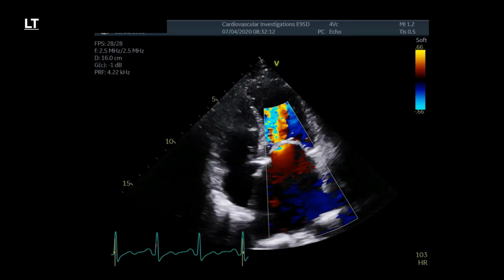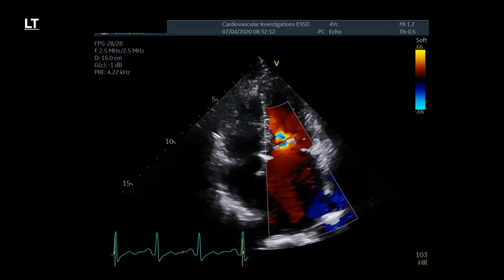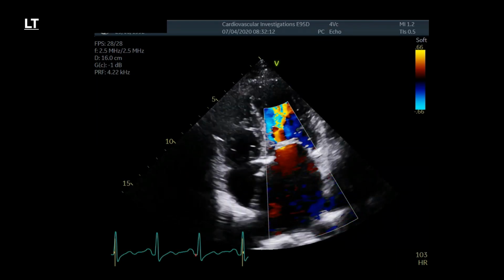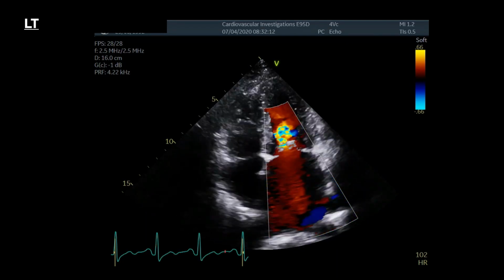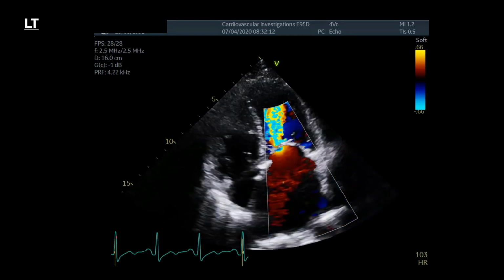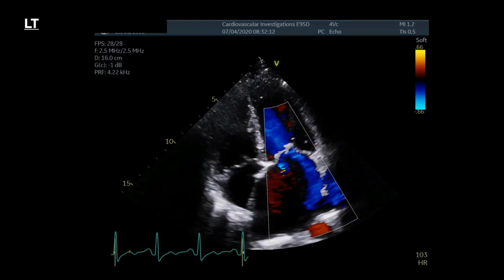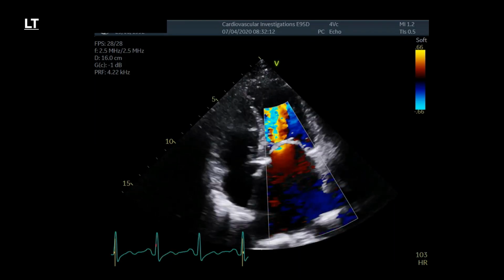Colour through the valve. So this demonstrates a couple of things. There is some MR there. There's an eccentric, posteriorly directed jet. And there's also, I think in the zoomed out view too, you can appreciate the high velocity with flow convergence through the mitral valve from the atrium to the ventricle.